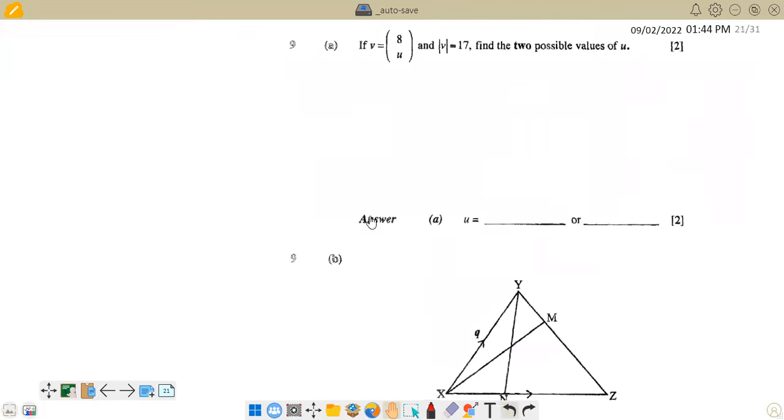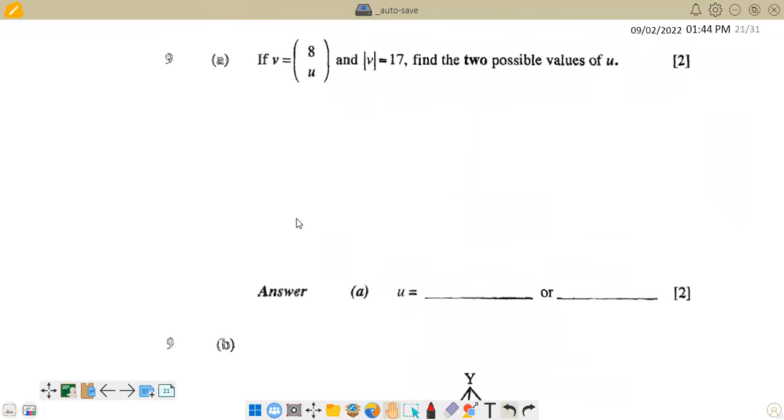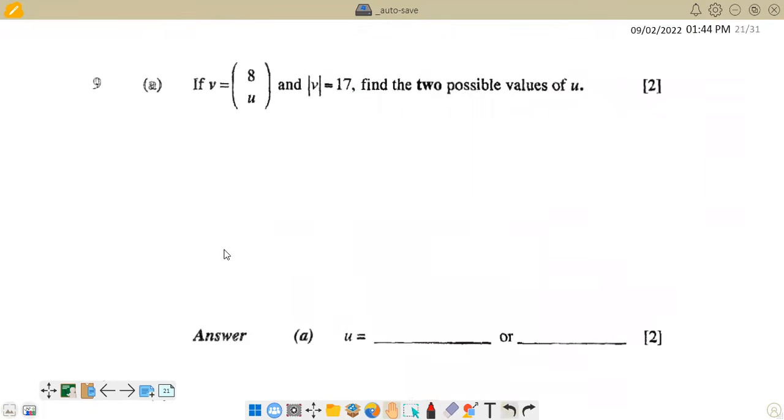It's actually number 9, which is on vectors. So this one is a vector, number 9a. We are given vector v and the modulus. Remember, this represents the modulus, the magnitude, or the length of a line. Given that the modulus of v is equal to 17, remember I told you guys, the modulus means the square root of x squared plus y squared, where this is your v, this is your x, and this is your y. So what am I going to do?